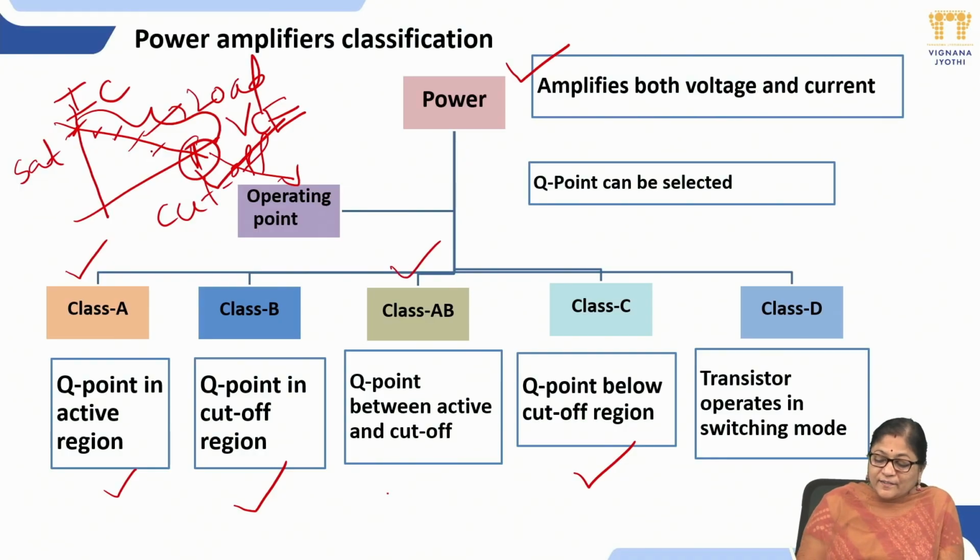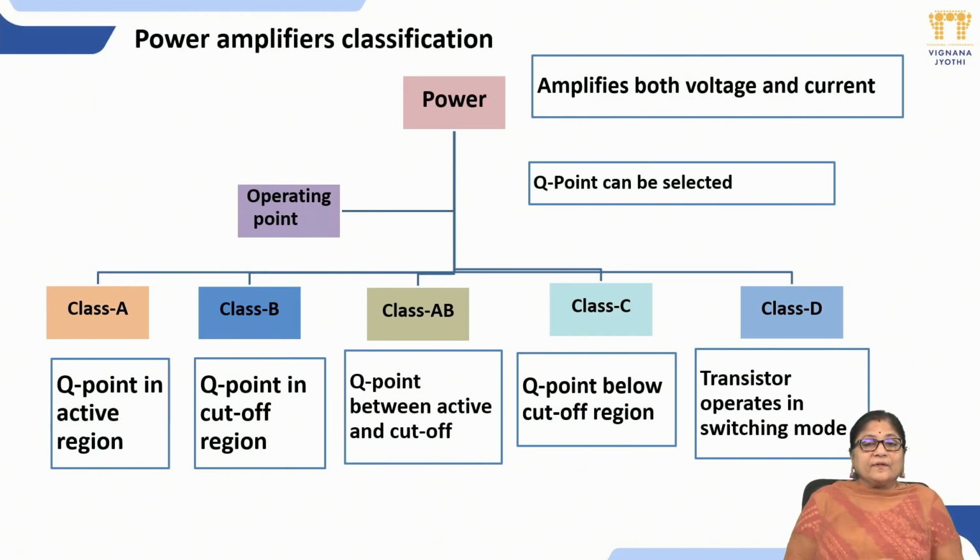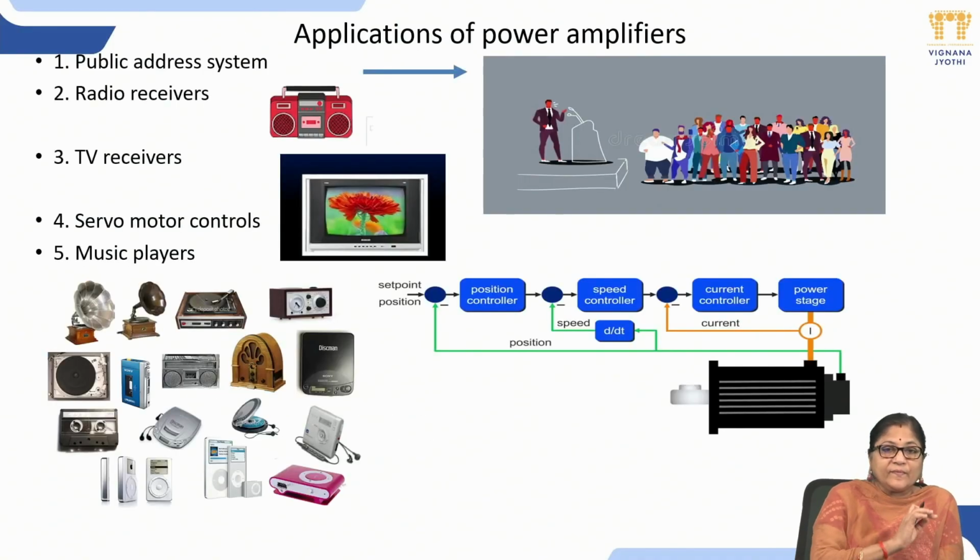And depending on Q point, which is not operated on the load line but is operated in a switching mode, we call it class D. So these are the basic power amplifiers which have been divided based on their Q point or operating point, where it is located. This is the classification of power amplifiers.